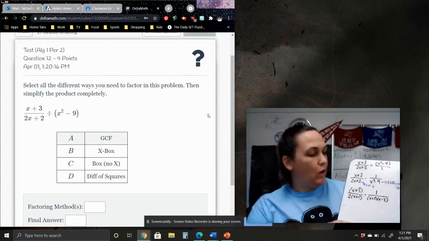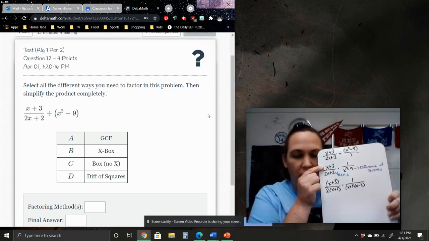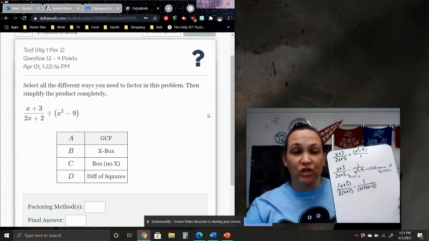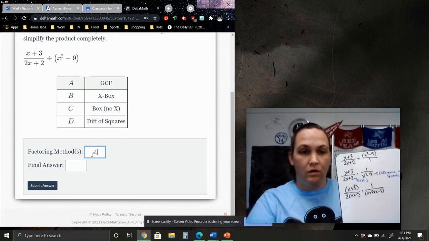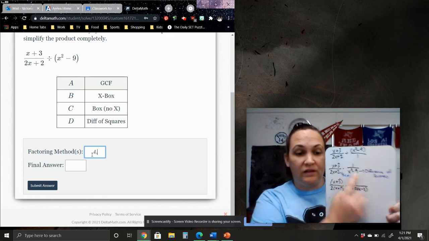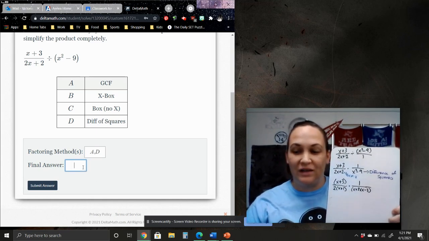And so I did not do any factoring on top of the first fraction because it was not factorable, so I'm not going to look there. But if I look at the bottom of the first fraction, I did take a GCF out. So that's the letter A. And then I did end up factoring the x squared minus 9. That's a difference of squares. So that's the letter D. And those were the only two types of factoring that I did.